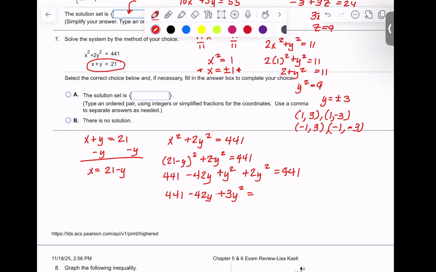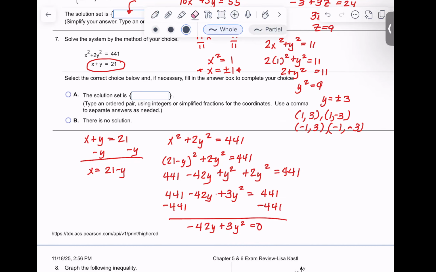Okay. Equals 441. So now when I subtract 441 from both sides to put this in standard form, I end up with a really easy binomial to factor. It factors by just factoring out a common factor because there is no constant term. So it doesn't factor to a binomial times a binomial. It factors to a monomial times a binomial. And I think the common factor is going to be 3y. So let's factor that out.